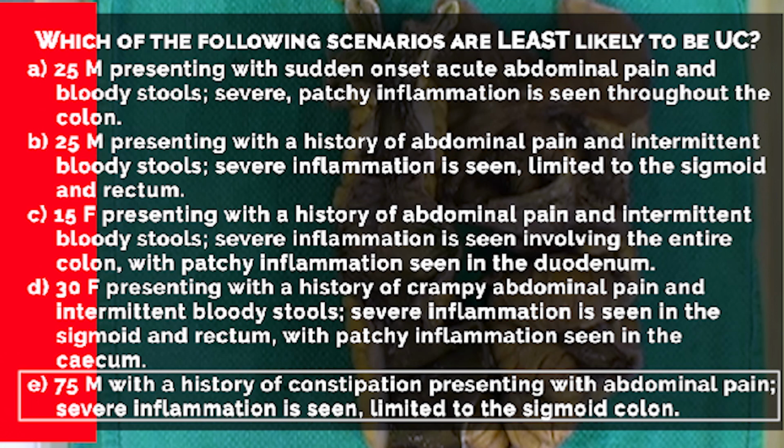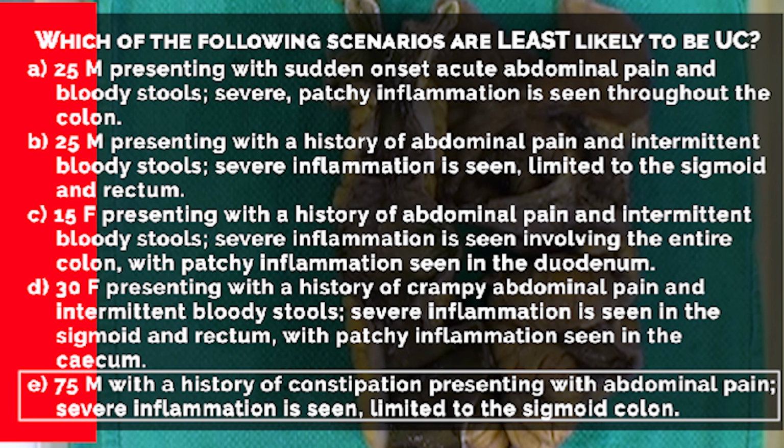For C, the important teaching point is that while the traditional teaching is that UC affects only the colon, there is some emerging evidence that it can have some patchy involvement in the upper tract as well. That's more common in the pediatric population and typically in the context of severe inflammation in the colon. If you have duodenal involvement without anything in the colon, that would push you towards other causes. But a little bit of inflammation in the duodenum with diffuse colonic disease can actually fit with UC.